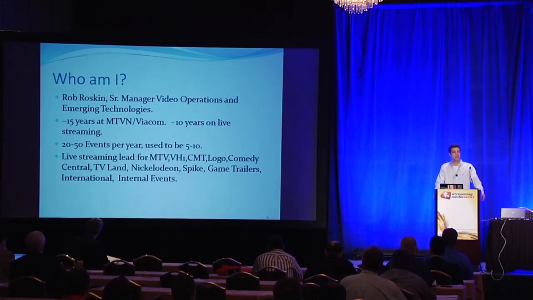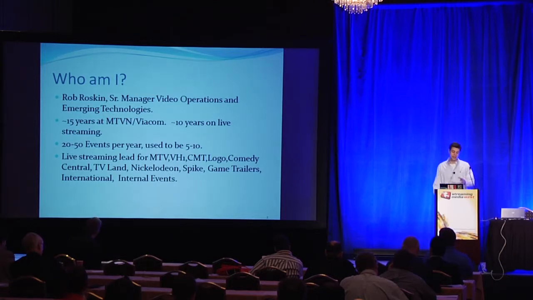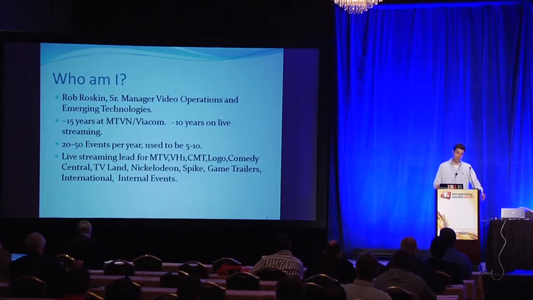Obviously, a lot has changed since about 2003, which is really when things started to pick up. We're doing 20 to 50 events per year. I expect that to double. Other people expect that to triple or quadruple. And just for the last slide, MTV Networks includes MTV, VH1, CMT, which makes up our music group, Comedy Central, Spike and Game Trailers, our entertainment group, and Nickelodeon, Nick Jr., etc., our kids and family group. On top of that, we have Paramount, BET, and all of our internal events. So it's a lot of stuff from a lot of different places coming at us.